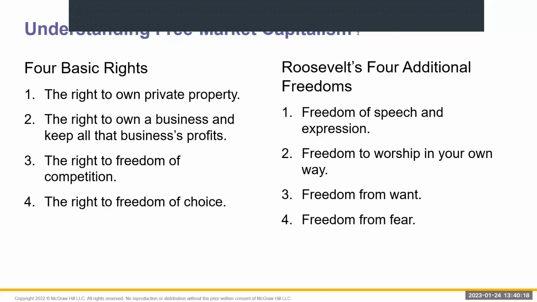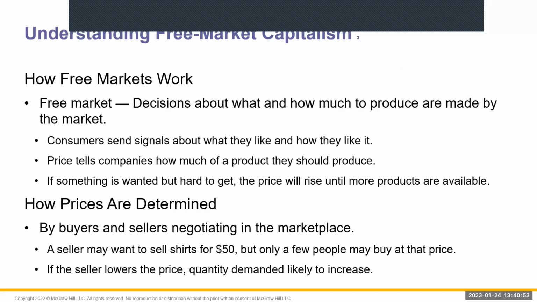Roosevelt, when he was president, when he was doing the New Deal, came up with 4 new ones. Freedom of speech and expression, because there was a time during the Industrial Revolution where laborers were oppressed about their speech and expression. They weren't allowed to stand up for themselves. Freedom to worship in your own way. No one should be telling you that you have to worship a certain way to work there. Freedom from want and freedom from fear. We're not going to get real deep in those, but those were Roosevelt's. He added those to the 4 basic rights of free market capitalism.